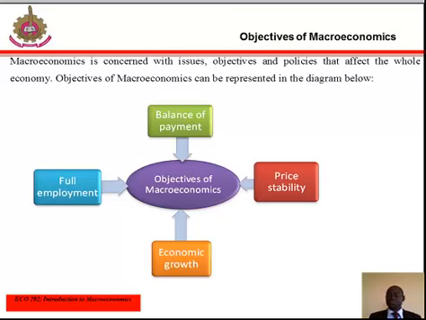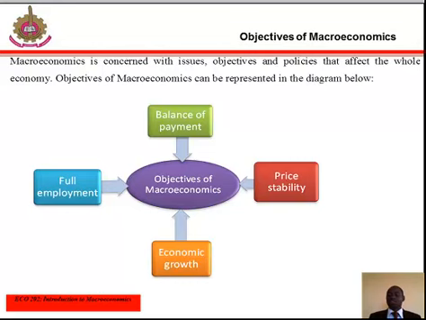Let's start with full employment. Full employment, according to Keynes, means the absence of involuntary unemployment. In other words, full employment is a situation in which everybody who wants to work gets work.